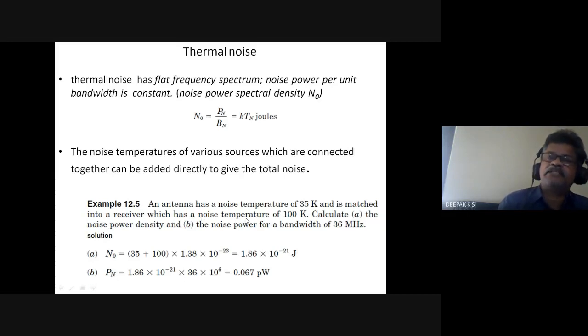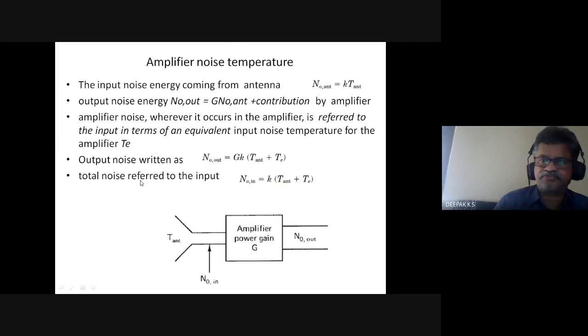N naught is per unit bandwidth. So we had seen in a C-band receiver 36 megahertz for a transponder and 4 megahertz guard band. So for a transponder of 36 megahertz, what would be the noise? Given the noise per unit bandwidth, which can be computed by multiplying K with the equivalent noise temperature, and the equivalent noise temperature is the sum of contributions of various sources. So that is regarding Pn and N naught.